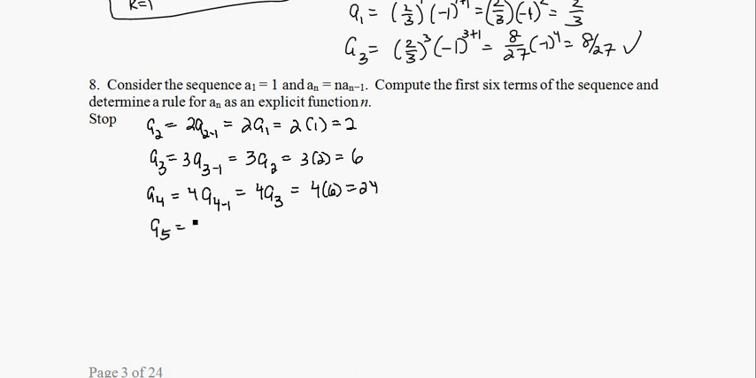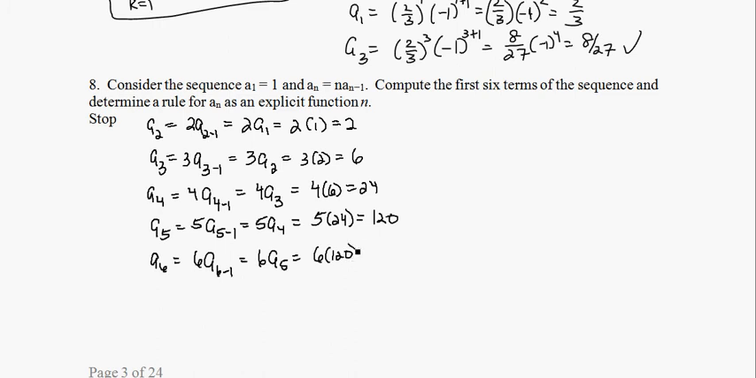A sub 5 is equal to 5 times a sub 5 minus 1, which is 5 times a sub 4, which is 5 times 24, which is equal to, how can I do that in my head? 120. And we want to know the sixth term. So the sixth term is equal to 6 times a sub 6 minus 1, 6 times a sub 5, so 6 times 120 is 720.